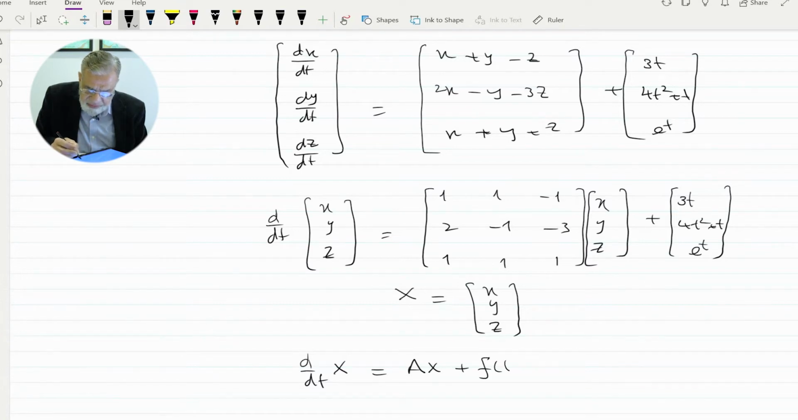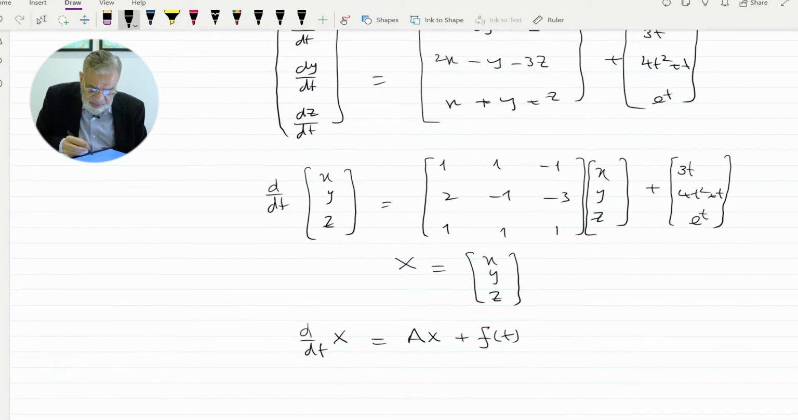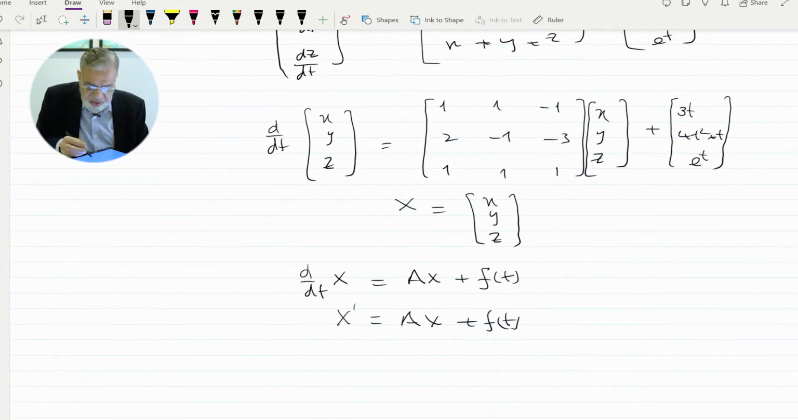This is my f of t, and now I can write here this is my x dash. My differential equation is x dash equals ax plus f of t. Because of this function f of t, if it is 0, this is homogeneous, and if it's non-zero, this is non-homogeneous. So similar to that one, if you want to find the solution of this one, here this one will be xc plus xp.